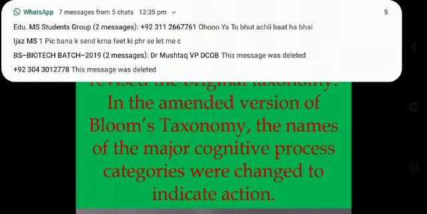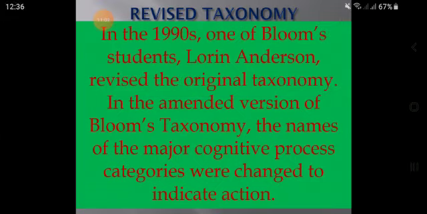Now we will discuss the revised taxonomy. In the 1990s, one of Bloom's students, Lorin Anderson, revised the original taxonomy. In the amended version of Bloom's taxonomy, the names of the major cognitive process categories were changed to indicate action.